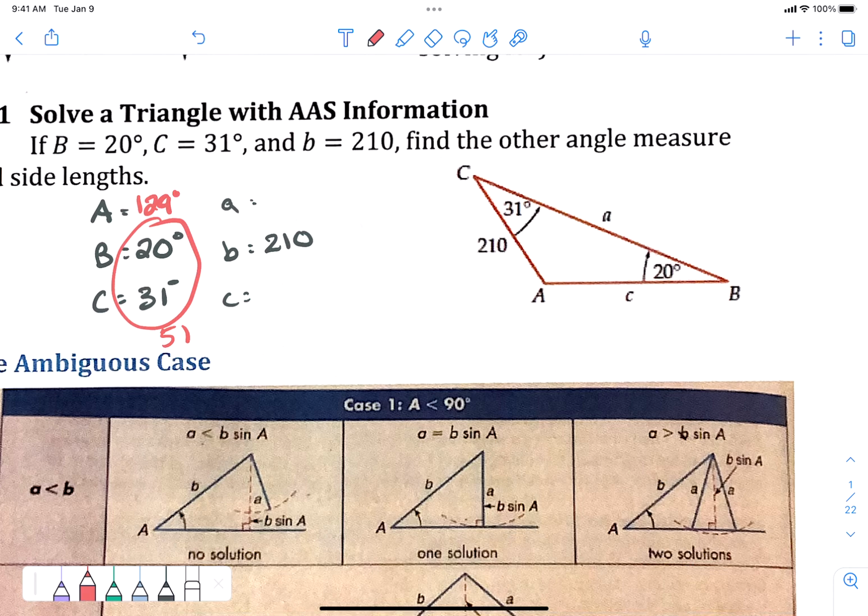One other thing that you can use the law of sines for is when you have one grouping that you know fully. So I know both B and B.